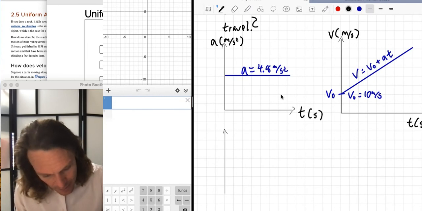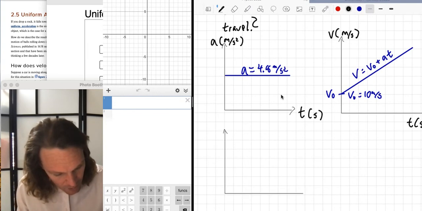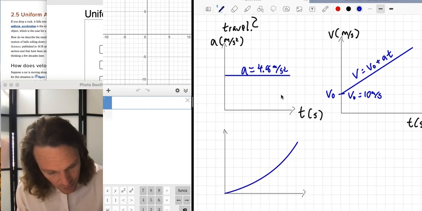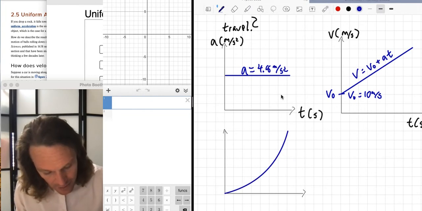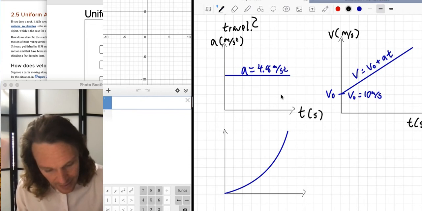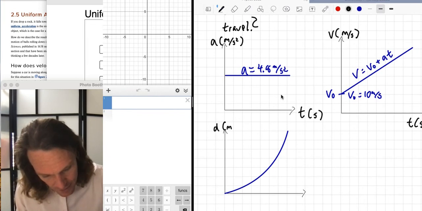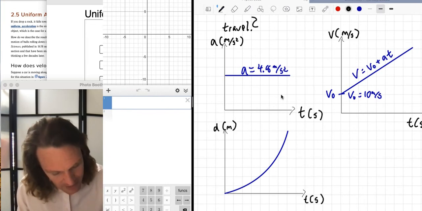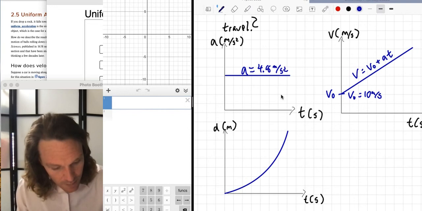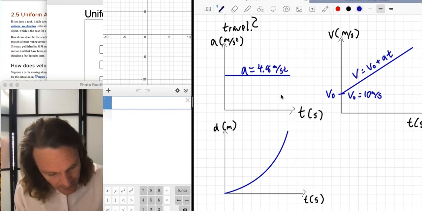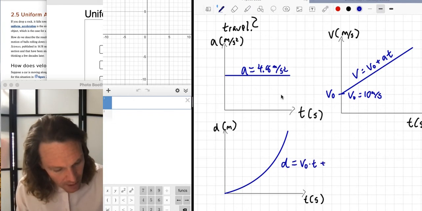We only care about how far you've gone in the 4 seconds, so we definitely set our initial value of position equal to 0. It doesn't matter to think of it as anything else. This is just going to be d in meters, and this is again t in seconds. This is our parabolic relationship. And our function here is that however far you go in that elapsed time is just going to be v naught times t plus 1/2 at squared.